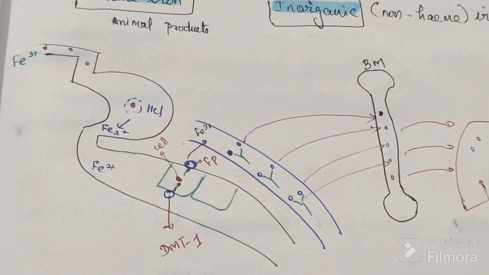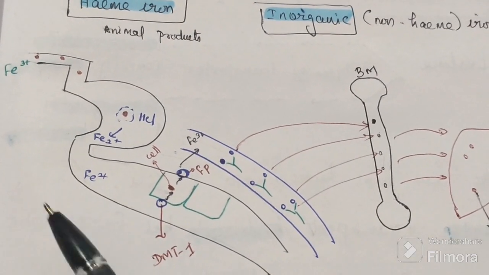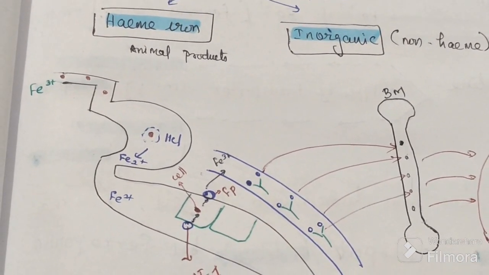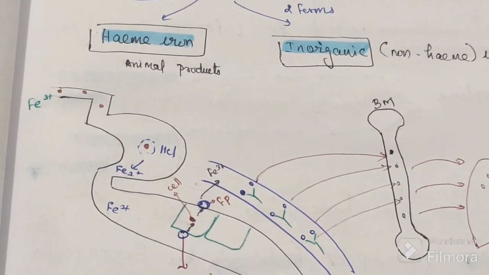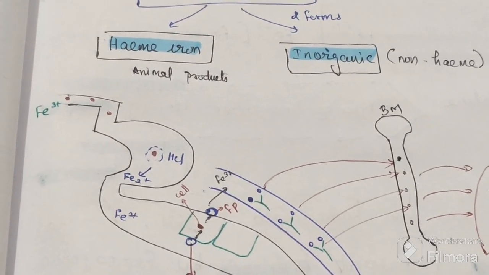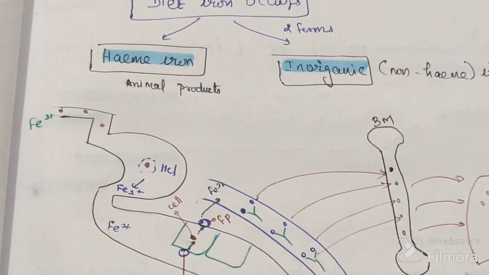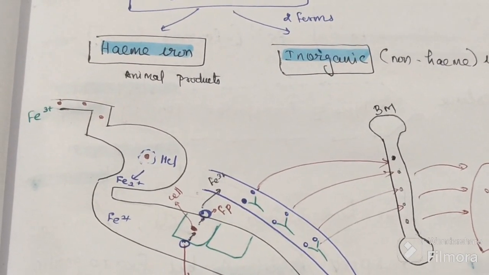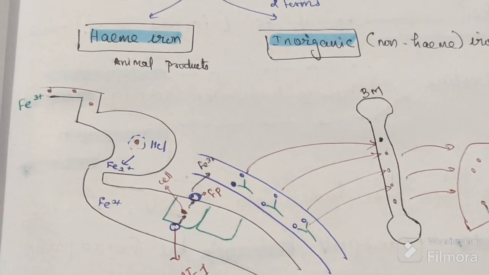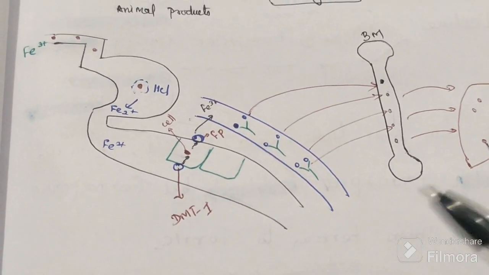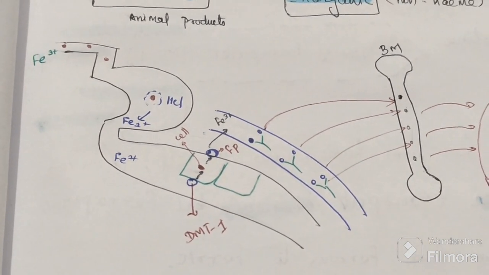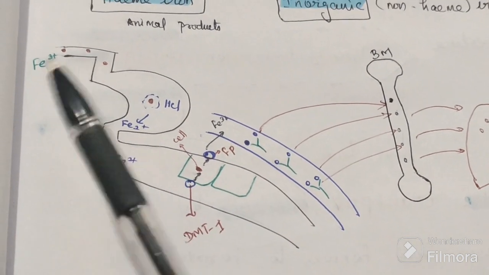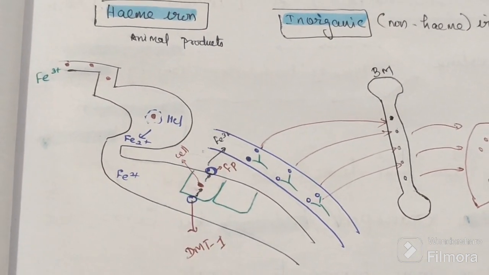This conversion is done by HCl of the stomach. In the stomach we have hydrochloric acid, and that HCl converts Fe3 plus into Fe2 positive, that is, ferric form to ferrous form. That means trivalent to divalent, and only then will it get absorbed. So for this conversion, HCl is required.